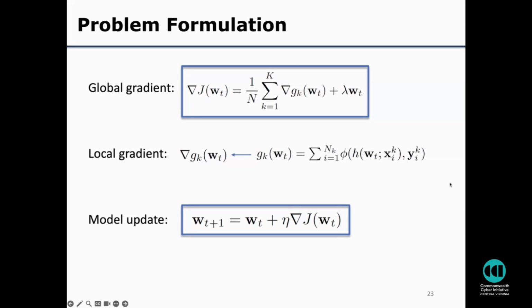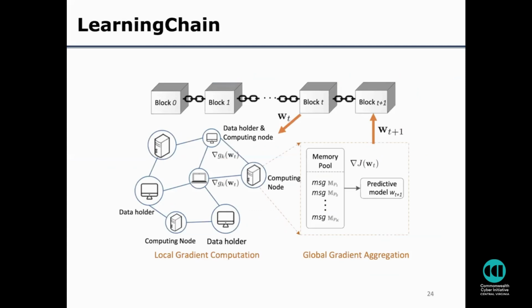Here, eta is the learning rate. So iteratively, the participants can collaboratively train a global predictive model. According to this, we propose the blockchain-based decentralized machine learning framework. So we call this framework the learning chain.